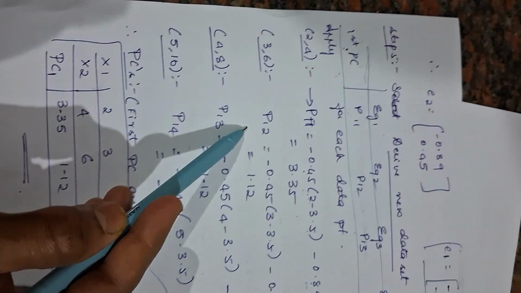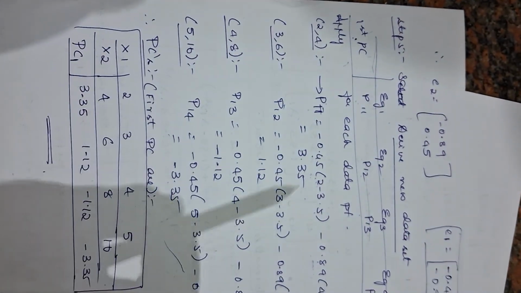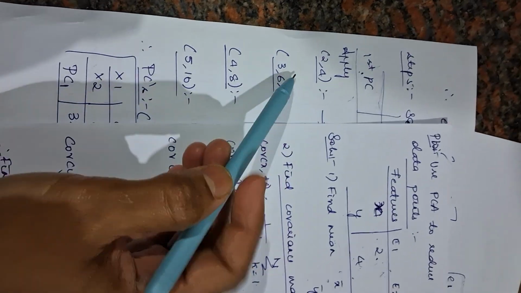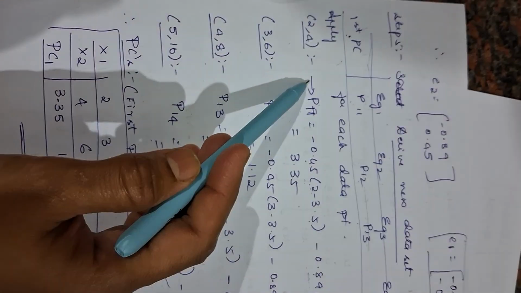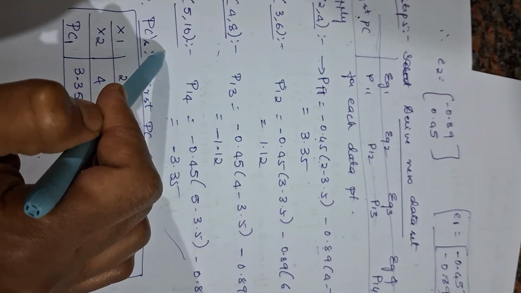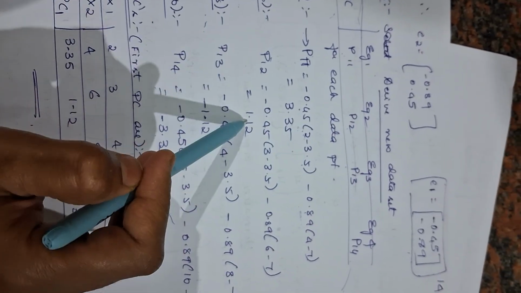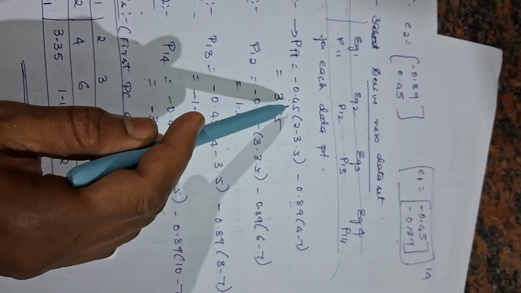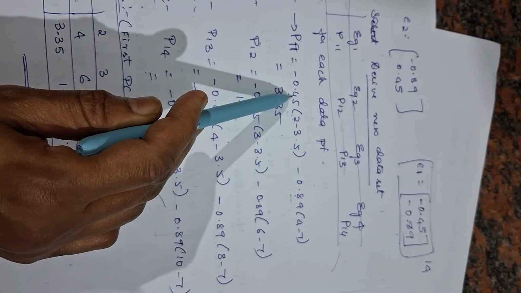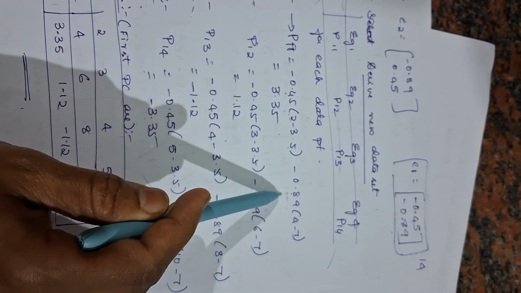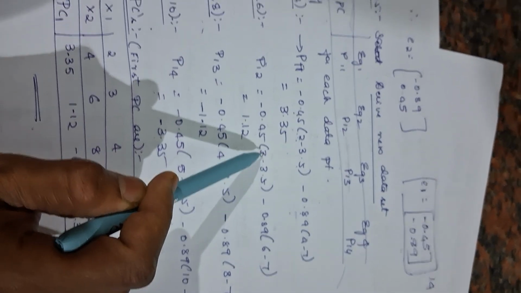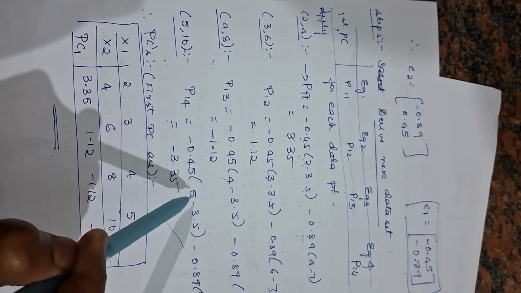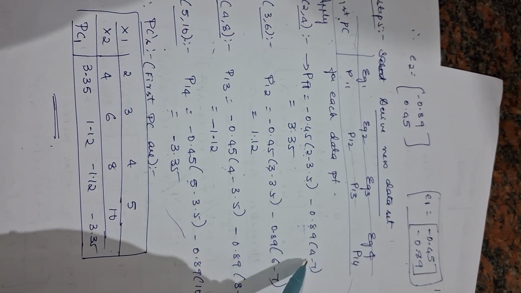Now how do I find P12? For each data point, these are the data points I have: 2, 4; 3, 6; 4, 8; and 5, 10. These are the 4 data points. For each data point, I have to find the principal component. What we have done for the first one, you repeat the same thing. This is the normalized eigenvector value, minus 0.45, minus 0.89. Repeat that. The only thing I am going to change is this: 2 will become 3, 3 is going to become 4, 4 is going to become 5. In the same way I change the y value.